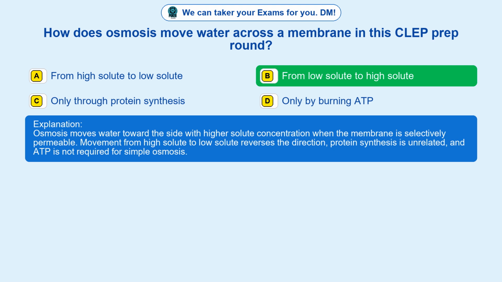Osmosis moves water toward the side with higher solute concentration when the membrane is selectively permeable. Movement from high solute to low solute reverses the direction, protein synthesis is unrelated, and ATP is not required for simple osmosis.